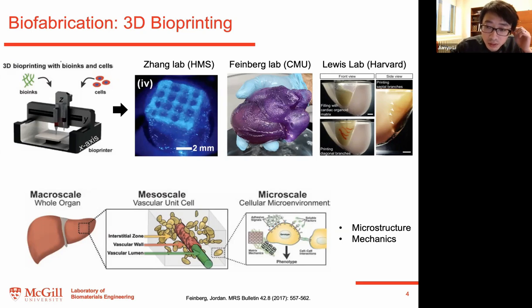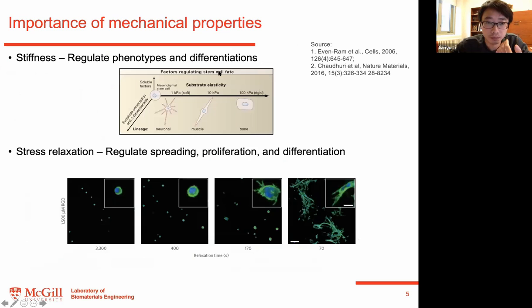In terms of the microscale, we need to define the microstructure and the mechanics that the cells incorporated inside sense and feel, in order to achieve proper function. In that aspect, the mechanics of those environments are very, very important. They have been shown to regulate many different cell behaviors, including the stiffness of the matrix and the viscoelasticity. That essentially is to consider the fact that a lot of biological tissue behaves both like a solid as well as a liquid, right?